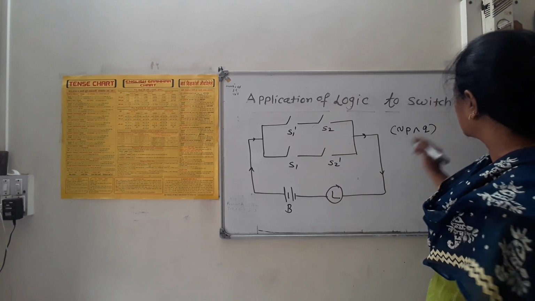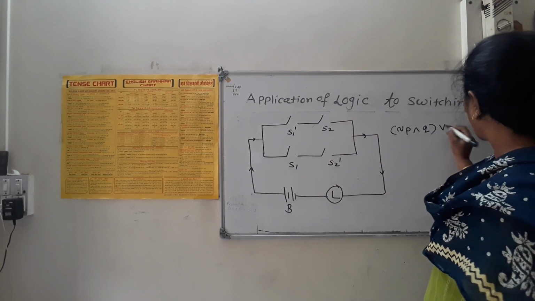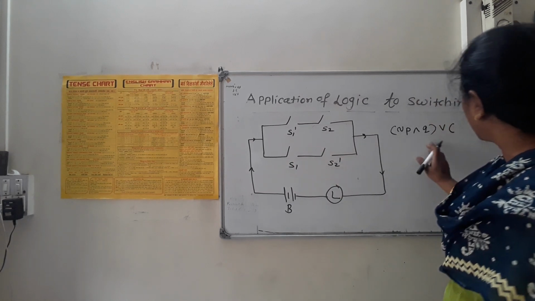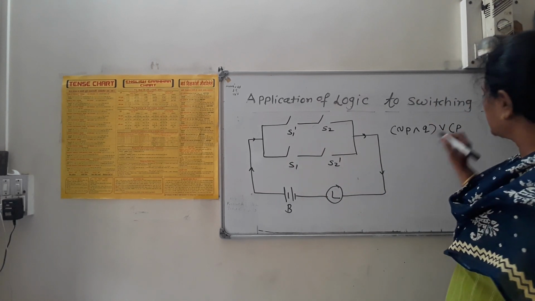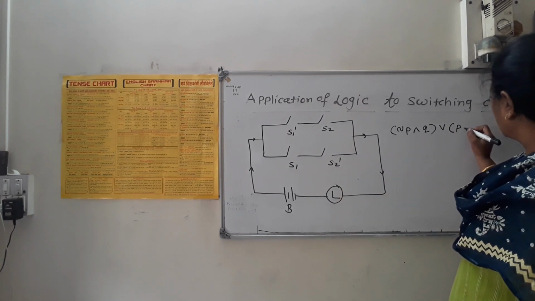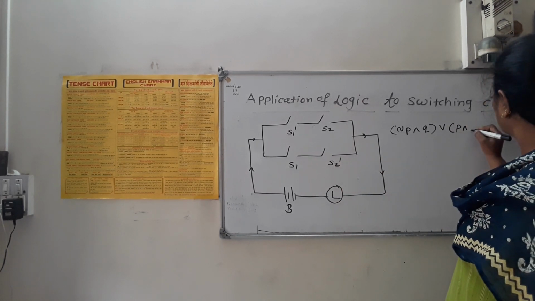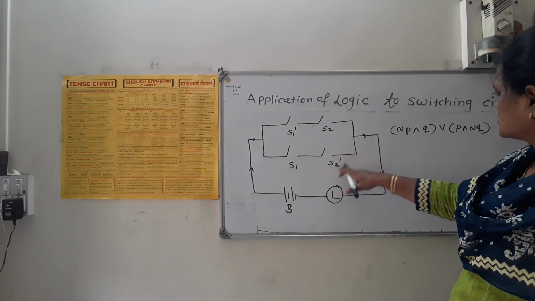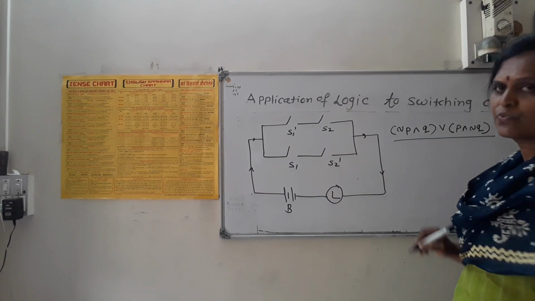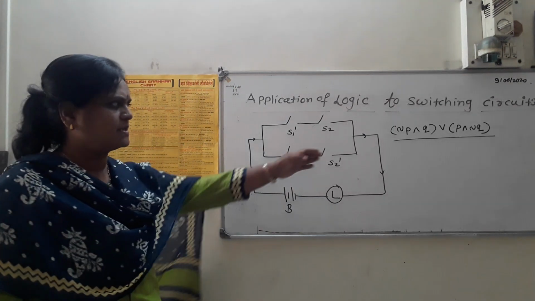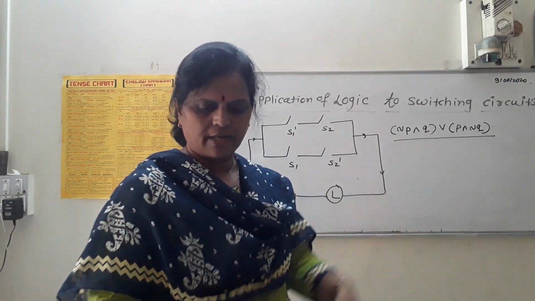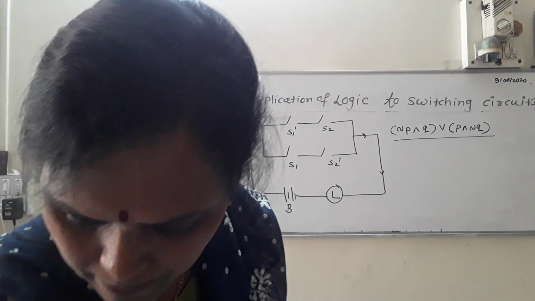Then these S1 dash and H2 are parallel to these two, that is S1 and H2 dash. So it is parallel, so it is OR. Again S1 and H2 dash are in series, so it is AND. S1 means again P, and H2 dash means negation Q. This is the form of circuit. It can be expressed as: negation P and Q, or P and negation Q. Okay.